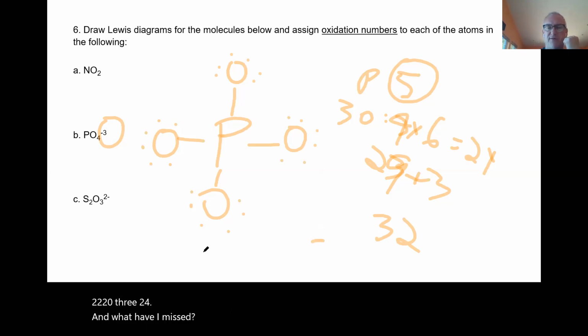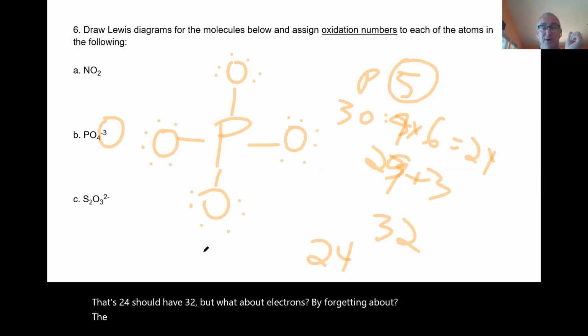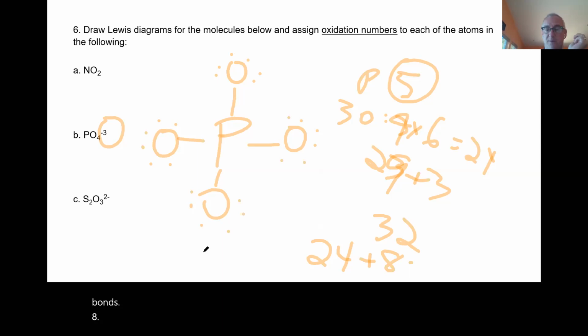That's 24. I should have 32. But what electrons am I forgetting about? The shared electrons, the ones in the bonds. Exactly. How many electrons are in the bonds? 8. So I'm done. That's all of them. That's all 32, either in bonds or in lone pairs.